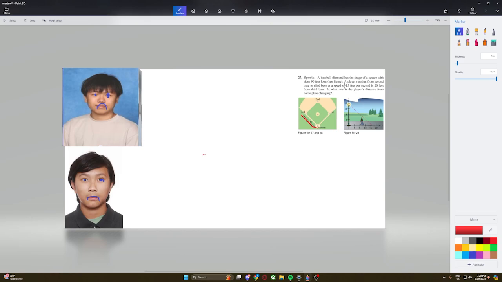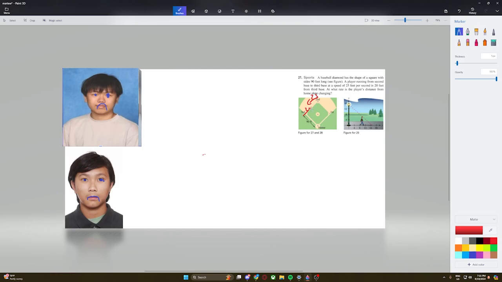The player is running from second base to third base. So we're going here, and the speed is 25 feet per second going this way, and the player is 20 feet from the base, so like right here, let's say about 20 feet away.